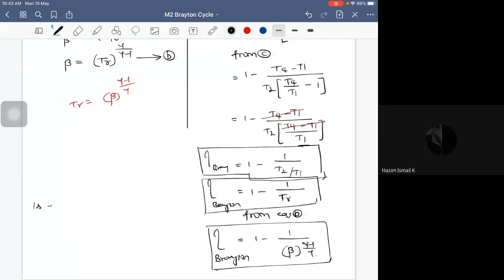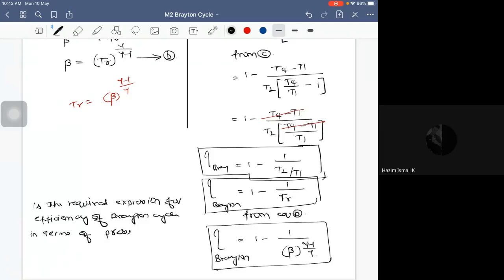Sir, whether into 100 will come? Into 100 will definitely come if you want it in percentage. Okay. This is the required expression for efficiency of Brayton cycle in terms of pressure ratio and temperature ratio. Just write the conclusion statement and end your derivation.